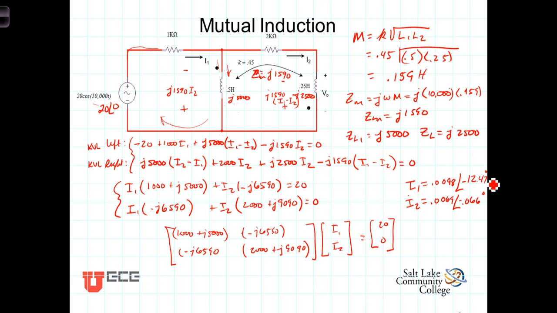If we wanted to, for example, determine what the voltage was across that inductor, V out would just be that inductance, j2500, times the current flowing through there. Well, the current through that inductor is just I2. So times I2, and you come up with then 17.25 angle 89.94 degrees would be the voltage across that inductor.